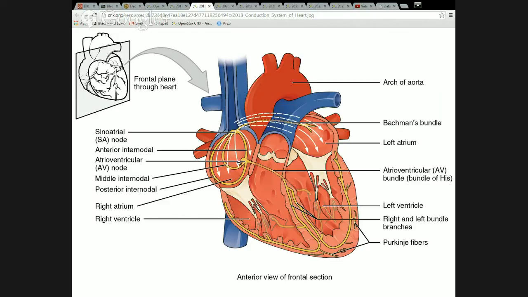Now, if the SA node fails, the AV node can pick up the slack and keep things going, kind of. If the AV node fails and the SA node's failed also, then the ventricular fibers in the rest of the pathway are autorhythmic on their own also. But they're autorhythmic at a very low rate, about 20 beats per minute. 20 beats per minute is not really enough to move oxygen around your body effectively. If you're standing up, it's not really enough to generate the pressure to get blood up to your brain. So you better be laying down if your SA node and your AV node are both checked out and you're relying on that.